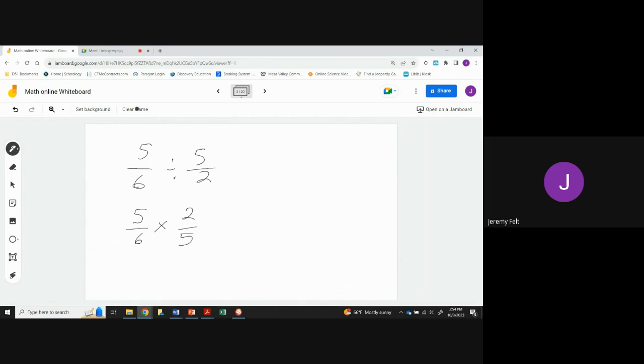Okay, 5/6 won't reduce, 2/5 won't, but then we look diagonal. 5 and 5 cancel out. 2 and 6 have common factors of 2. So again, this isn't 0, it's just 1. Even though I usually don't write it in, if that helps you to say, okay, we factored 5 divided by 5 is 1, it's still there. 1 times 1 is 1 over 3 times 1, 1/3.